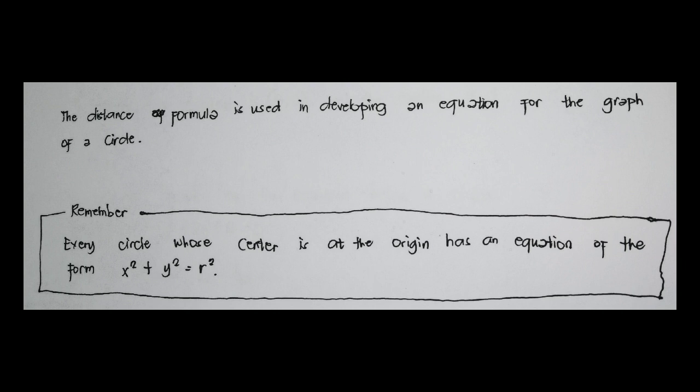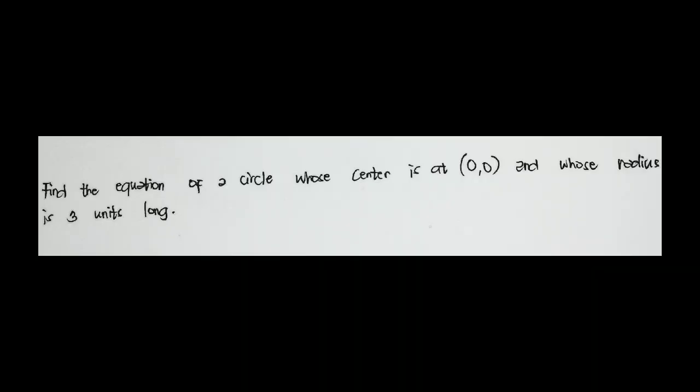Remember that every circle whose center is at the origin has an equation of the form x squared plus y squared is equal to r squared. So let's take, for example: find the equation of a circle whose center is at (0, 0) and whose radius is 3 units long.